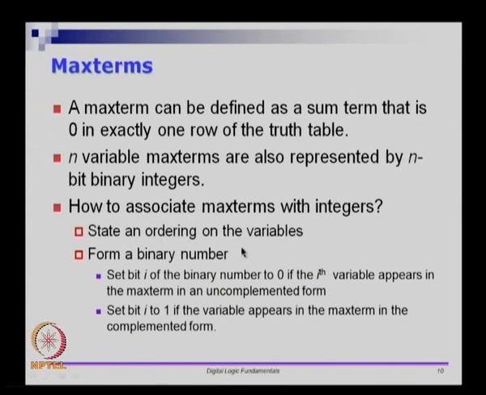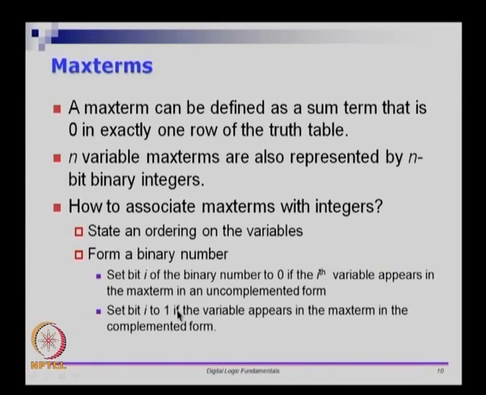So, we state an ordering of the variables. The last example we had x, y, z. We form a binary number by concatenating several things. We will set bit i of the binary number to 0 if the ith variable is in uncomplemented form, and we set it to 1 if it is in the complemented form.